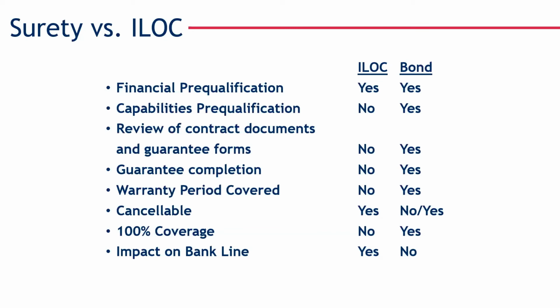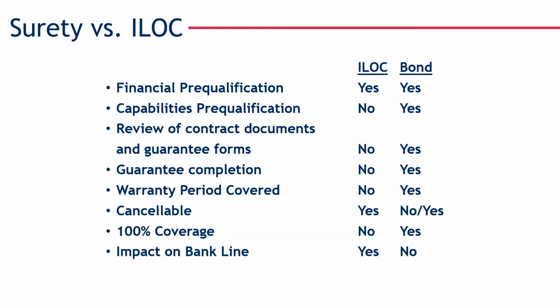A letter of credit does not guarantee completion. The bond obviously does. That's your performance bond. There's no warranty period covered. Typically, in performance and payment bonds, in the performance bond, there is what they call an implied warranty. That's usually part of the premium you pay.